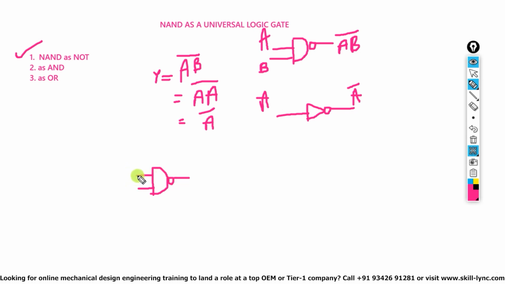It is A, or you can simply write it over as A, then it will be A bar. So this is how I can convert a NAND gate into a NOT gate. Now after this I am starting with NAND gate as AND gate. Now let's see what will happen over here.